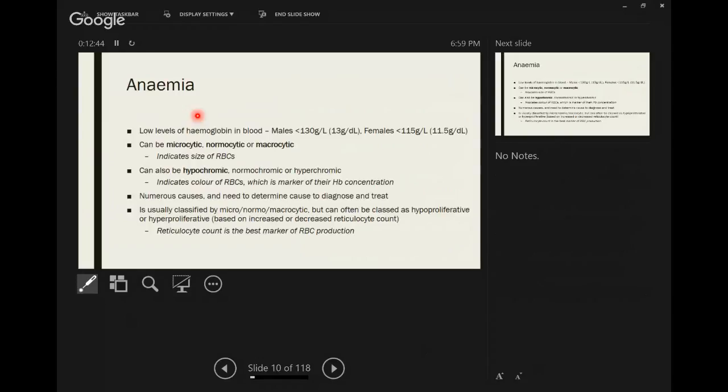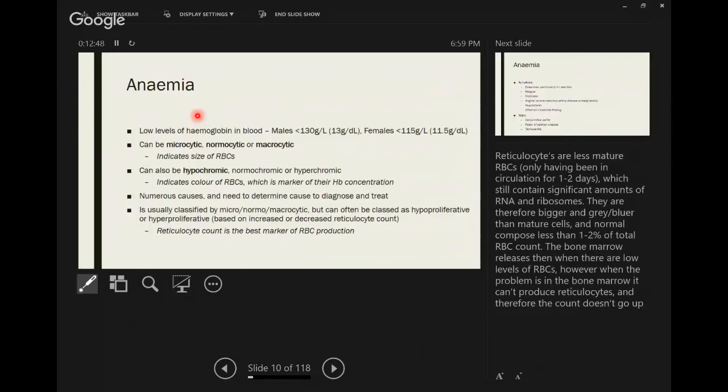Yeah. Anemia. So there's low levels of hemoglobin. Anemia is because of low levels of hemoglobin in blood. For males, it's less than 130 grams per litre, and females, it's 115 grams per litre. So like I said before, an anemia can be microcytic, normocytic, or macrocytic, and that indicates the average size of the red blood cells. It can also be hyperchromic, normochromic, or hypochromic. No one actually cares about that.